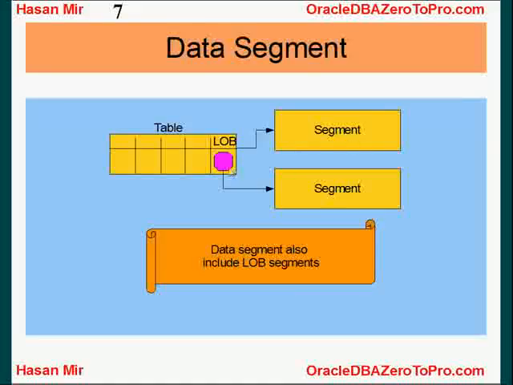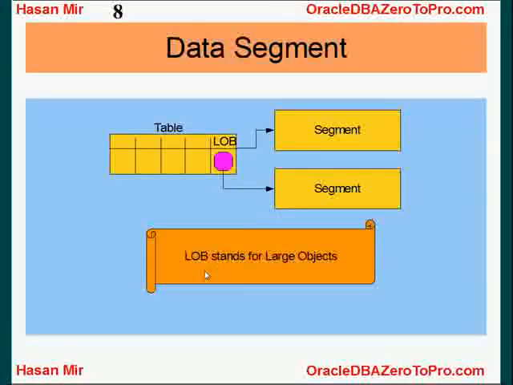But if you have a LOB column in a table, you can choose to store the LOB value in a separate segment. They are very large values. For example, a whole Word document can be a LOB, a whole Excel sheet can be a LOB. They could go into gigabytes, right? So you can optionally choose to store them in a separate segment. LOB stands for large objects.